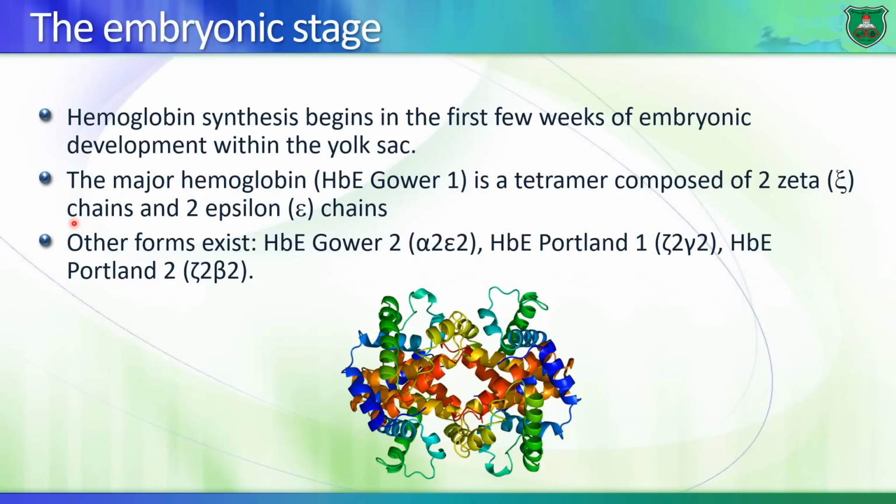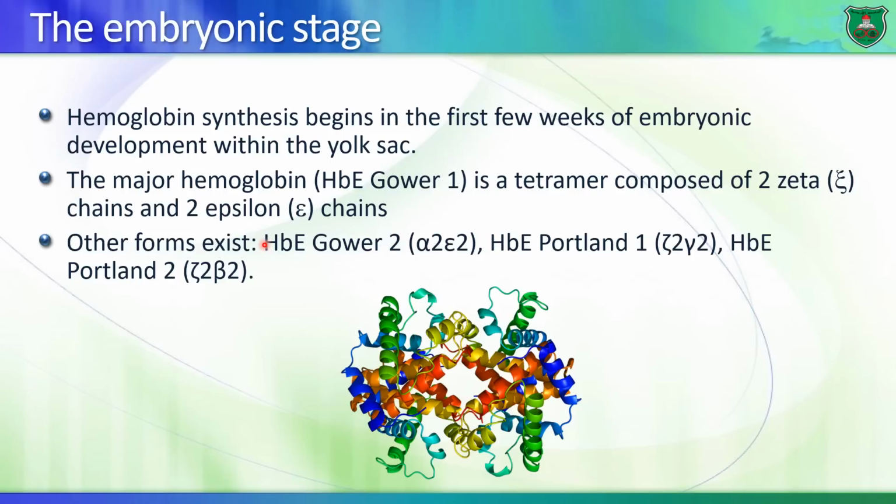So during the embryonic stage, hemoglobin synthesis starts from the yolk sac, and it is made of two chains of zeta and two chains of epsilon. And this is known as HBE Gower 1, where E stands for embryonic.